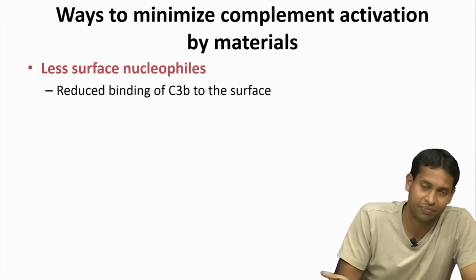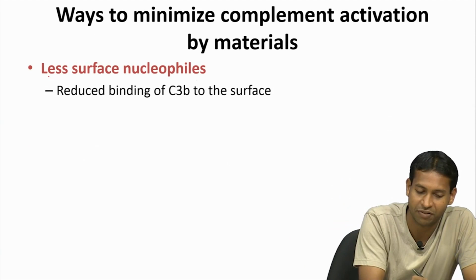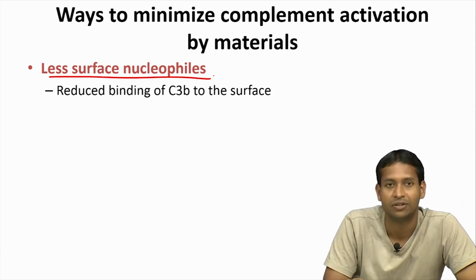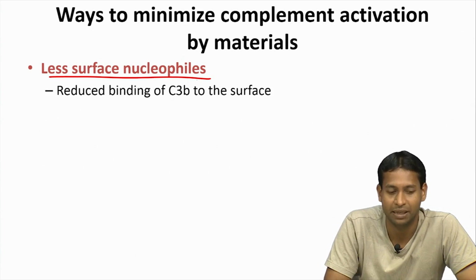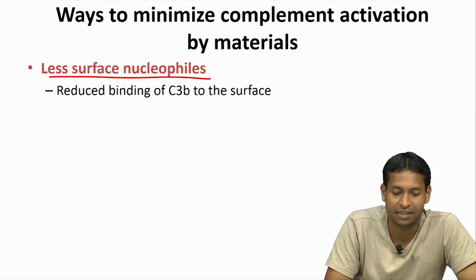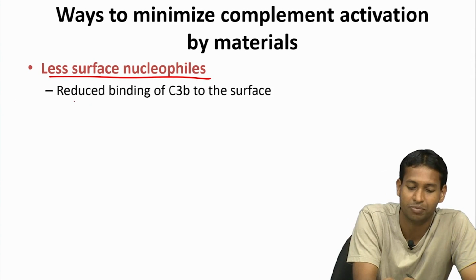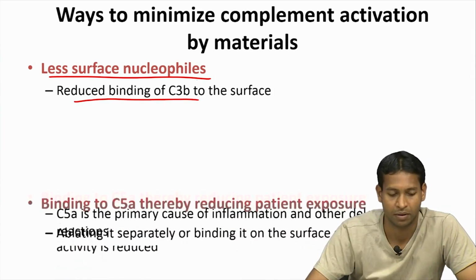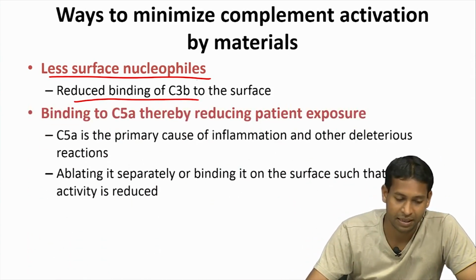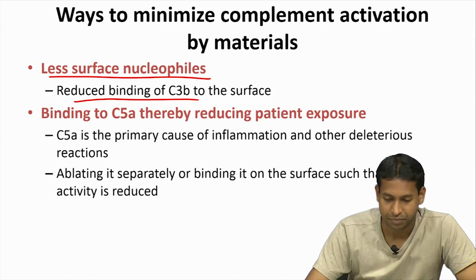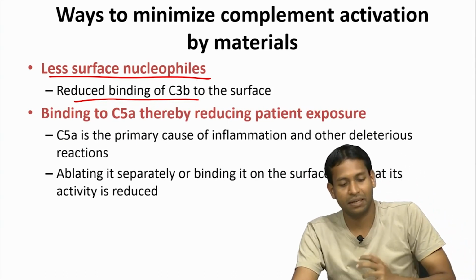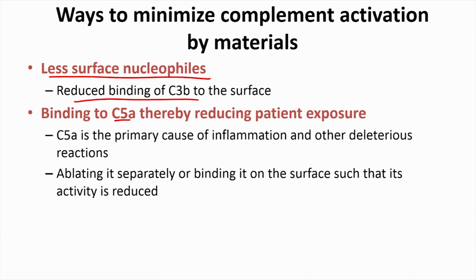So first, as I briefly alluded to, you can make the surface less nucleophilic. As I said, nucleophilic surfaces tend to attract the binding of C3b. So if they are less nucleophilic, they will have reduced binding of C3b. The other is you can bind the C5a. C5a is the primary cause of inflammation and the deleterious reaction. So if you ablate it, you can decrease it.